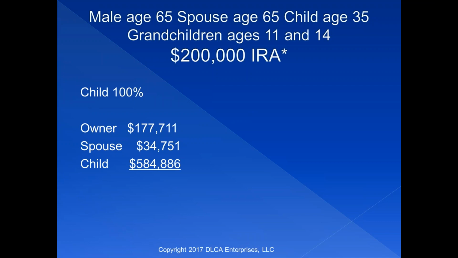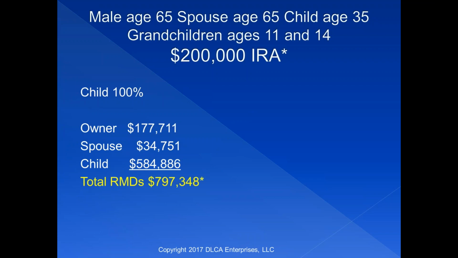So the owner taking out their RMD, we just used a hypothetical interest rate here, and a normal life expectancy, is going to withdraw about $177,000 in RMDs. And then the owner passes away, and let's say the spouse survives him. We're going to assume that she survives him by 4 years, no interruption of income during that 4-year period. She would take out $34,751 in RMDs. And then that child who inherits what's left over is going to have total RMDs of $584,000.